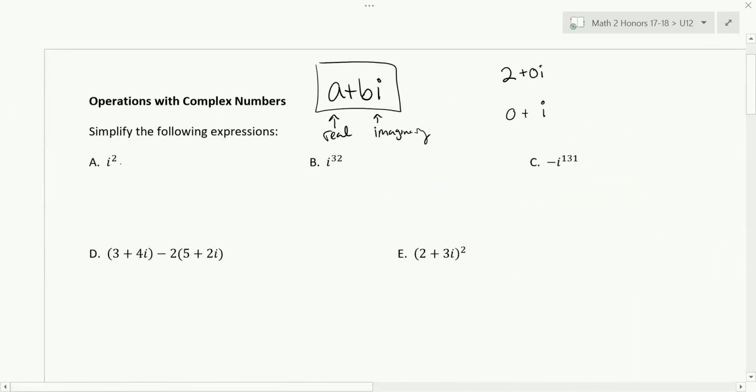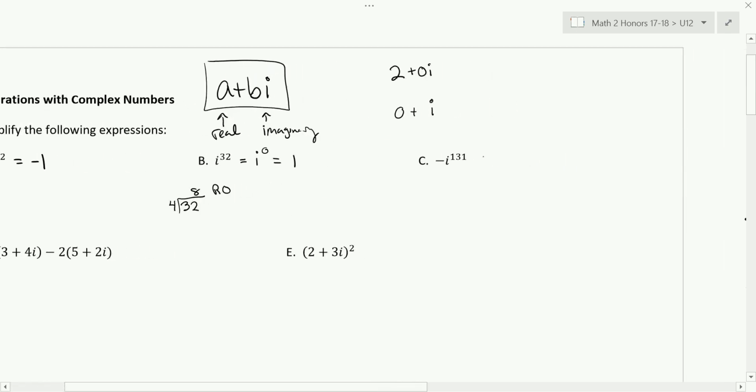Okay, this is easy. What's i squared? Don't forget that. That's the most important part here. Okay, i to the 32nd. So to get there, you divide 32 by 4, and you get a remainder of 0. So this is i to the power of 0, and anything to the power of 0 is 1, okay?